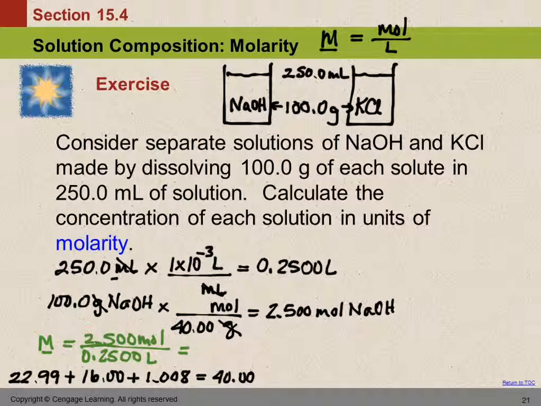So that comes out to 0.1000 moles per liter, which is the same as 0.1000 capital M. So the sodium hydroxide solution is 0.1 moles per liter. Any questions?